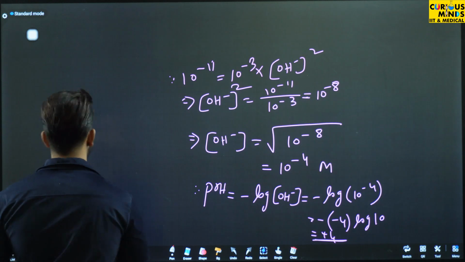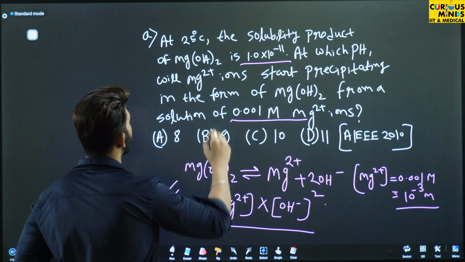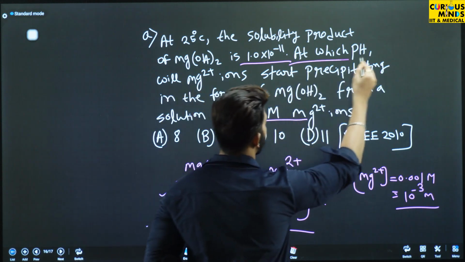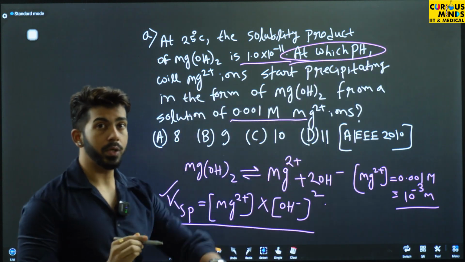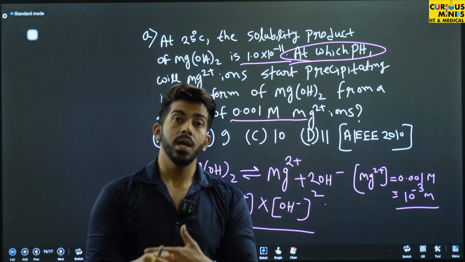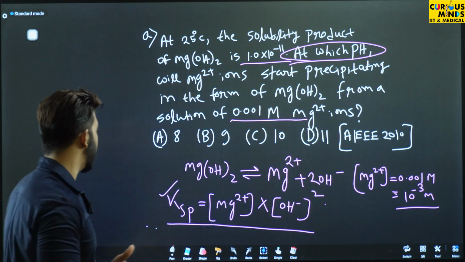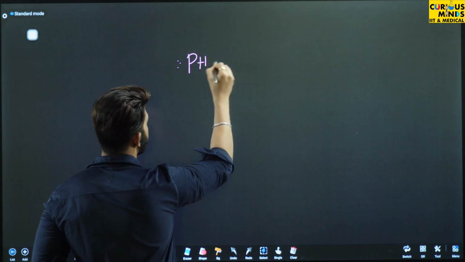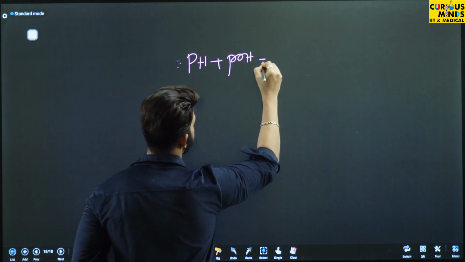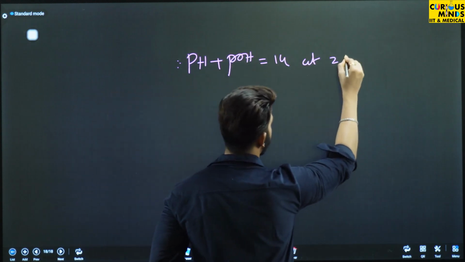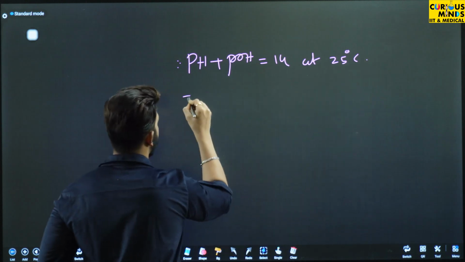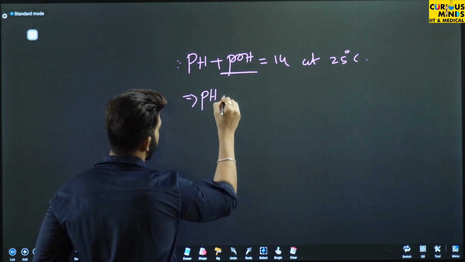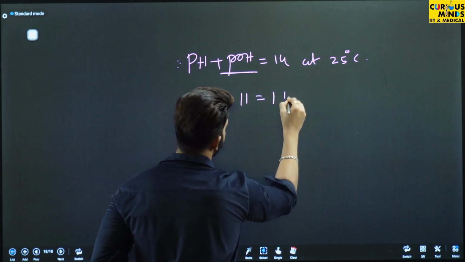But what about the question? If you look at the question, they are asking about the pH. They are talking about the pH, not pOH. And we know pH and pOH add up to 14 in total, right? At 25 degrees centigrade. So can we write, we know pH plus pOH is equal to 14 at 25 degrees centigrade. And we know the value of pOH, right? That's 4.